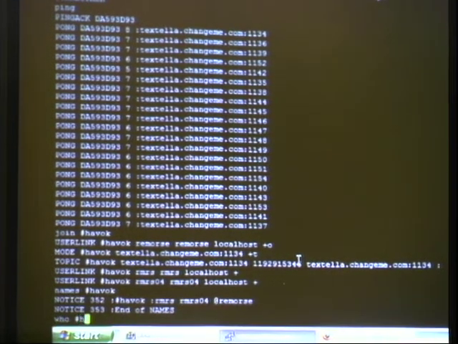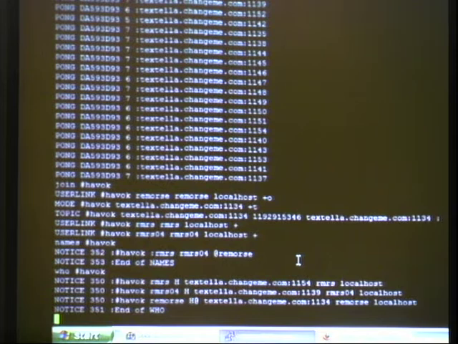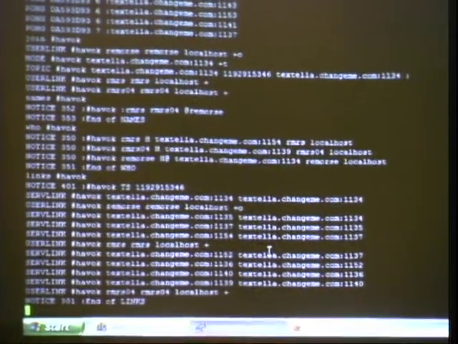Also got who working, so you can do that. They're identical to the IRC commands pretty much. And let's take a look at the synchronization sequence that's going on there. Let's take a look at the links of the channel here.